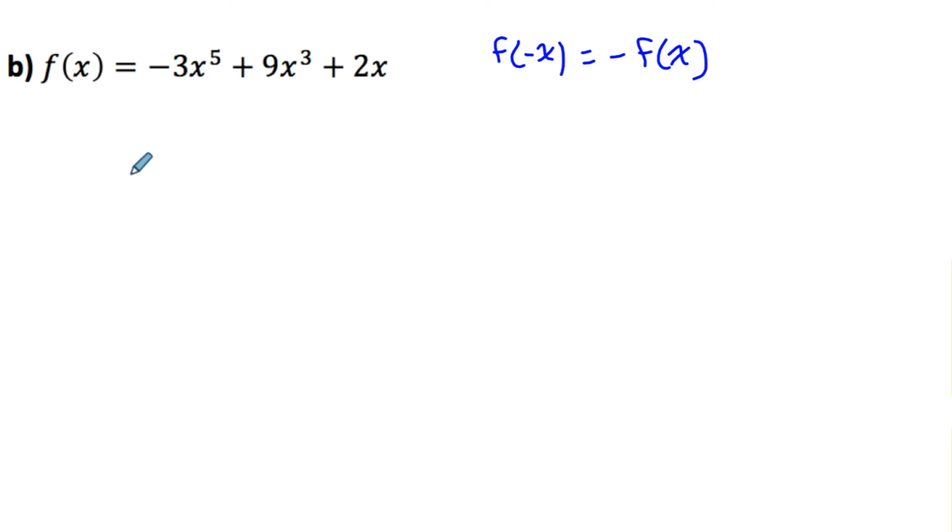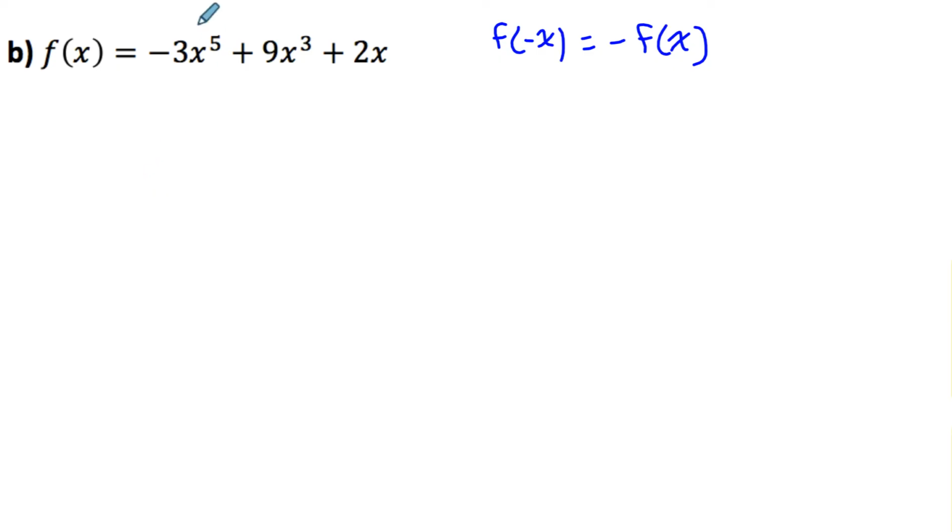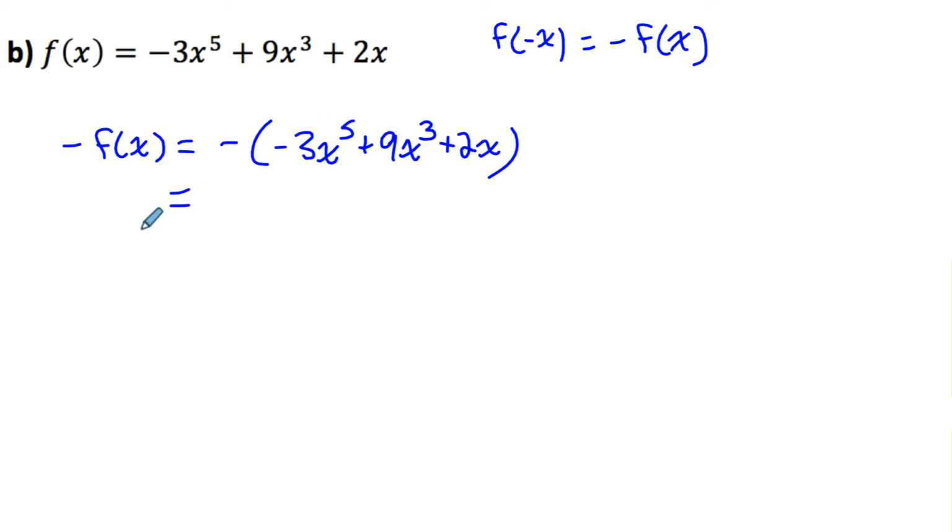So if we want to prove this algebraically, I'm going to have to get an expression for negative f at x and f at negative x to show they're equivalent. I think the easier one to do would be negative f at x. If I want negative f at x, I just have to multiply this whole expression by negative 1. So it would be equal to the negative of this function. And if I simplify this, just distribute the negative to all 3 terms. That just changes the sign of all of them. So it becomes positive 3x to the 5 minus 9x cubed minus 2x. So this is an expression for negative f at x.